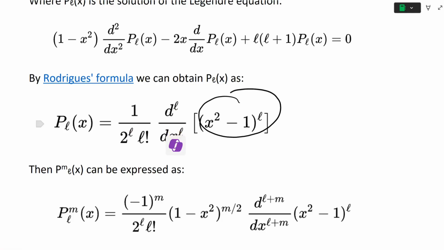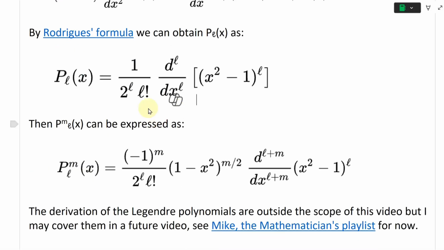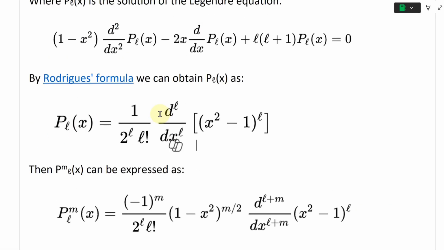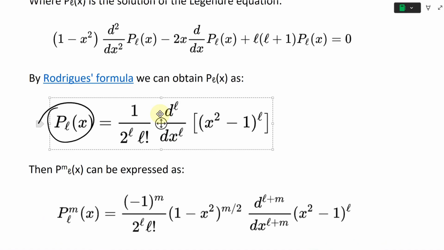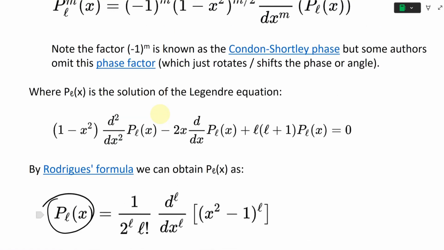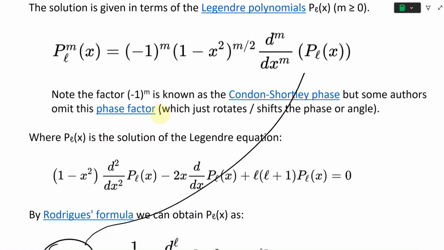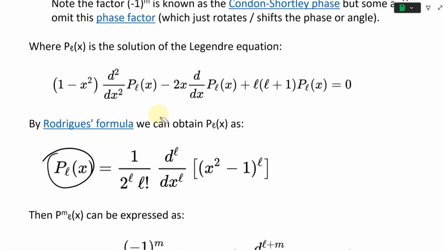All right, so this looks like some Taylor series type stuff, I think. Anyways, I'll see what happens when I derive it in a future video. So then PLM can be expressed as, if you just throw this inside. So if you throw this PL inside this solution here, so that's this one here, throw it inside. So now the mth derivative of this right here.